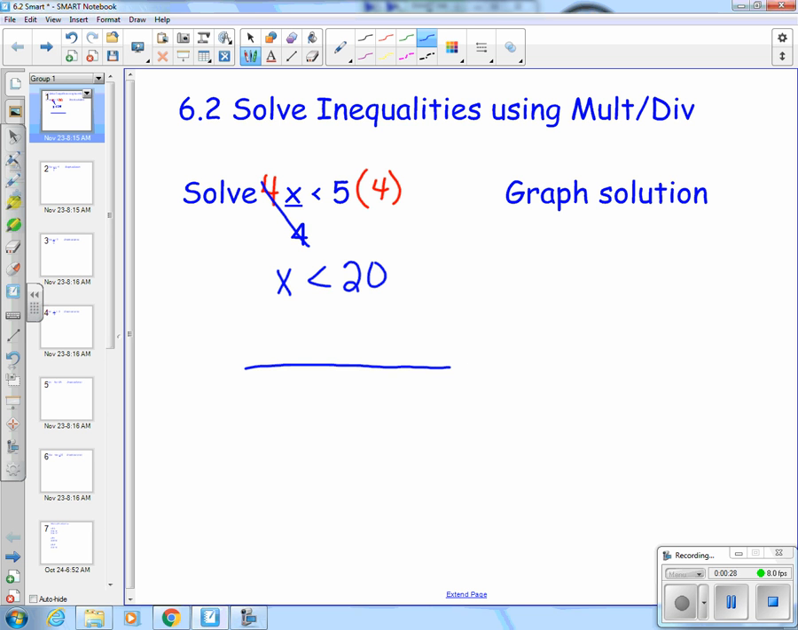When we graph our solution to this, let's go ahead and put 20 on our number line, and 21 and 19. Because it's a less than, we're going to have an open circle and an arrow to the left.